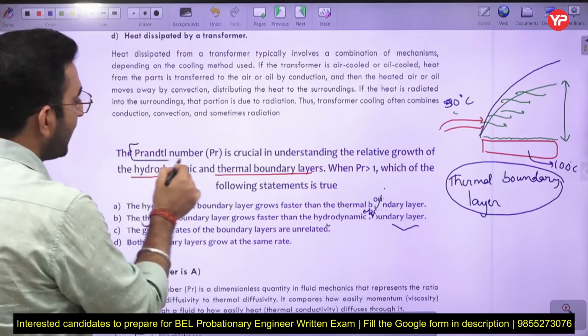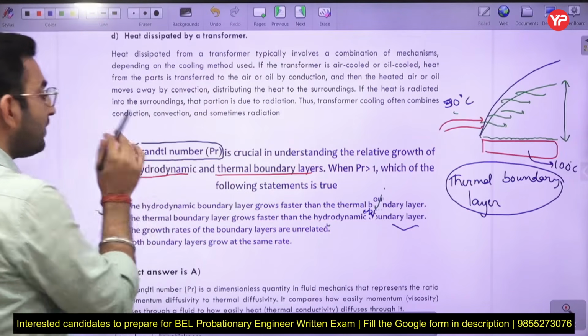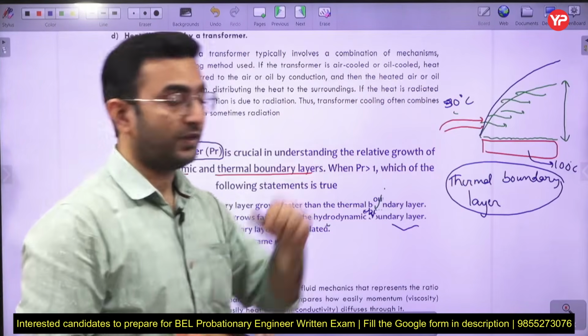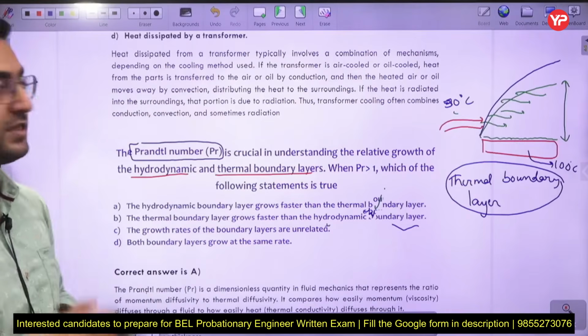Now what is the meaning of Prandtl number here? Prandtl number is a very important number. It is a dimensionless number which basically compares the thermal boundary layer with the hydrodynamic boundary layer. Just remember that part.